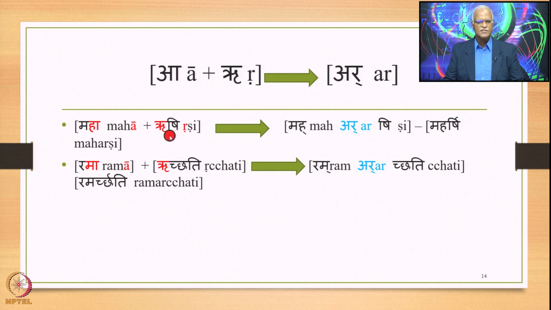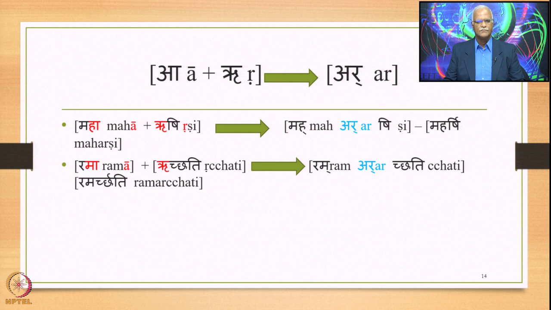So in accordance with 6187, in place of both these a as well as ru, we have ar as the substitute. So we have mah, ar and shi. When joined together, we get maharshi. That is the meaning, the great sage. That is the word, and that is the meaning, maharshi.